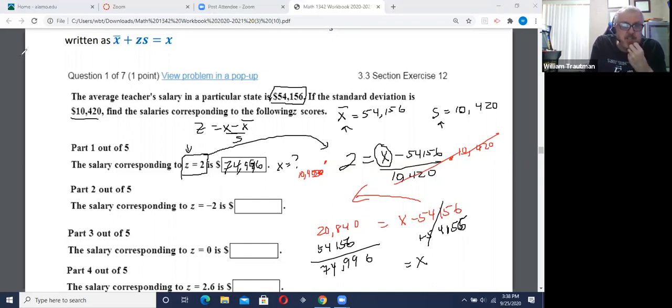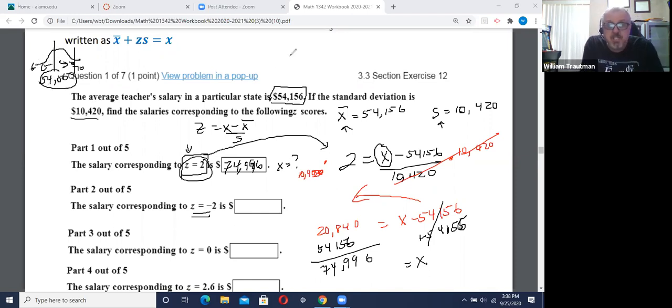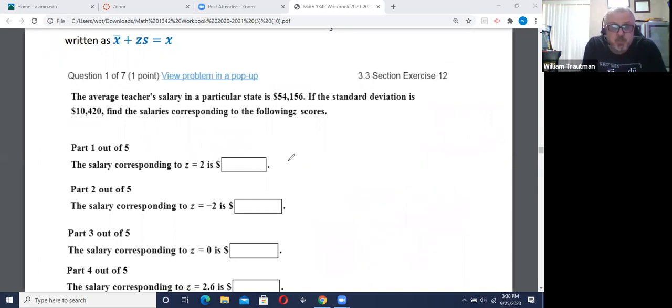And once again, looking at a normal curve here, this is the mean. The average teacher salary is 54,156. 70,000 is somewhere over here. Do you see two Z values? But look, on a negative Z value, if the average is 54,000, a negative Z value is less than 54,000. So let's do this next one that's less. We should get less than 54,000 because Z values to the left are less.